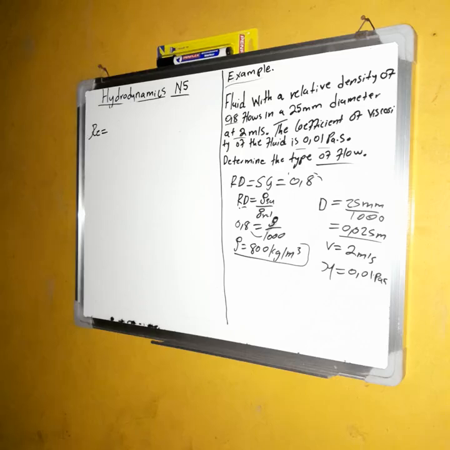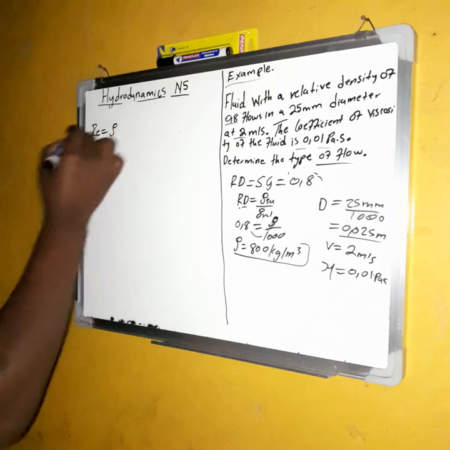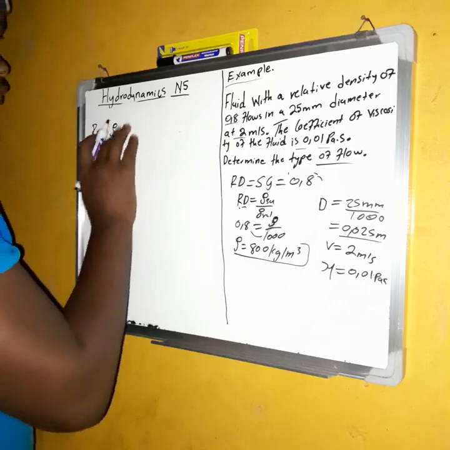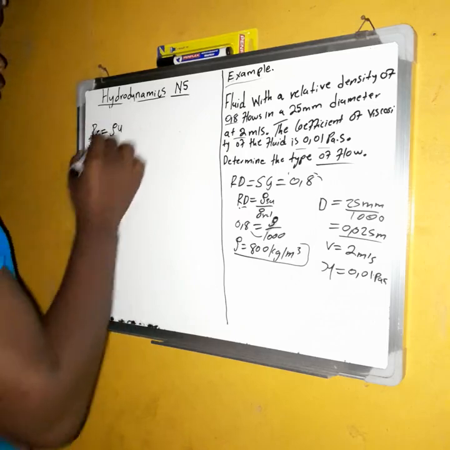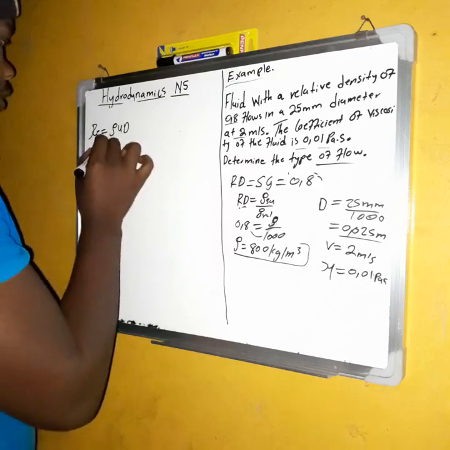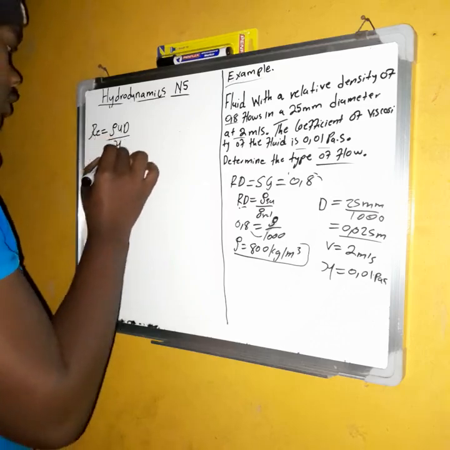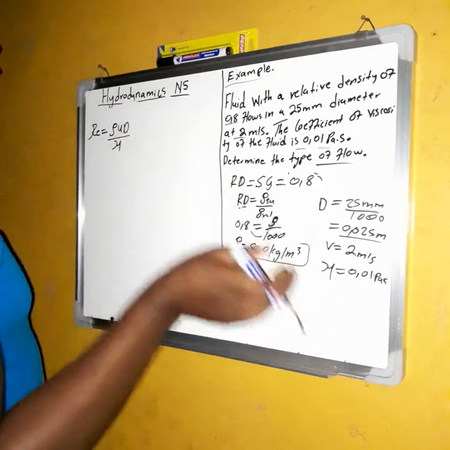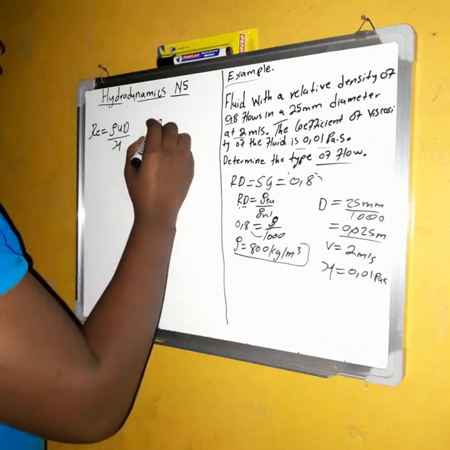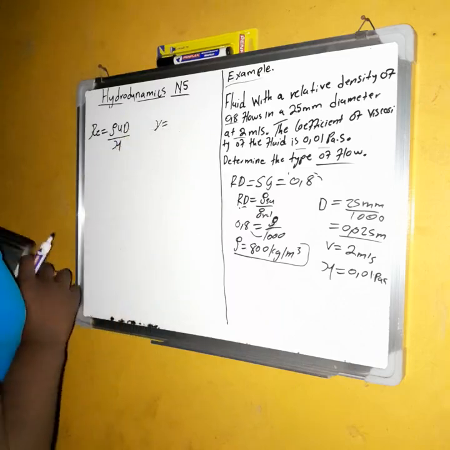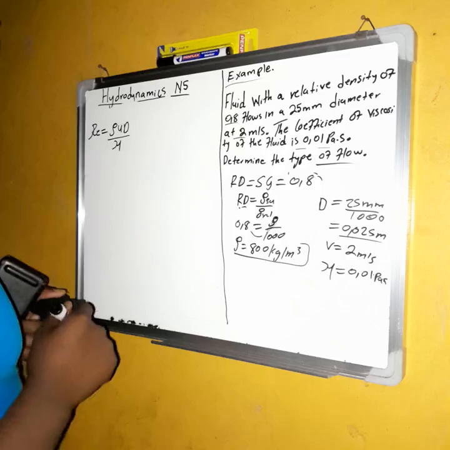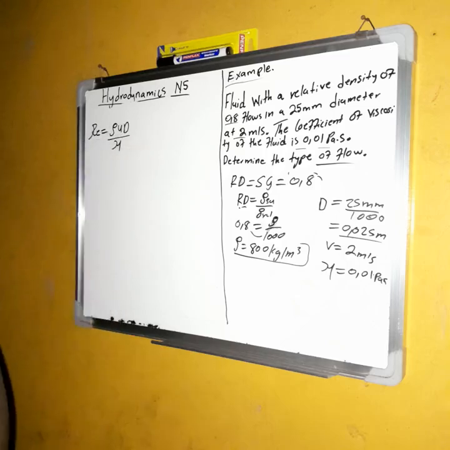Know that the Reynolds number will be density, multiplied by U, the velocity, multiplied by diameter, over the coefficient of viscosity. We've proven that, you remember, what this will become.